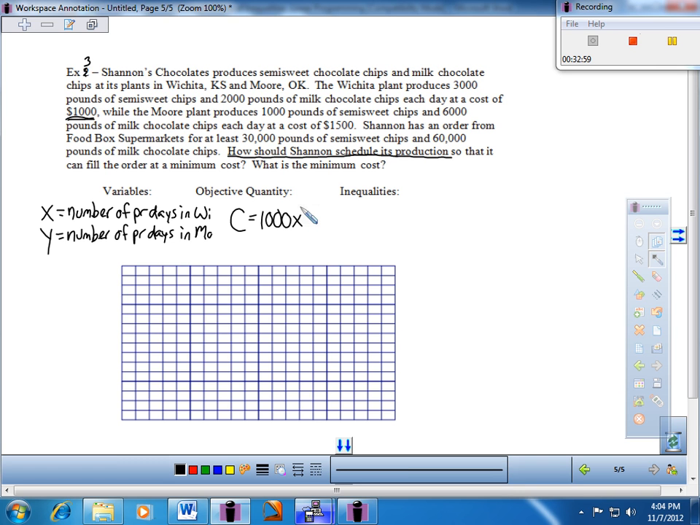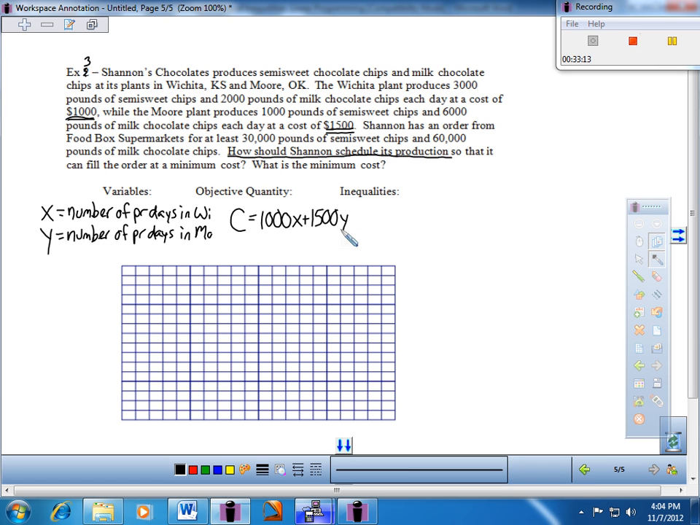So times the number of days. 1,000 times the number of days. And then in the other plant, in the Moore plant, it's going to cost $1,500 to run it. So 1,500 times Y. So again, we're trying to minimize the cost, and that is the cost in terms of the production days in both plants. 1,000X and 1,500Y. Okay, again, look that over, read the problem, make sure that makes sense.